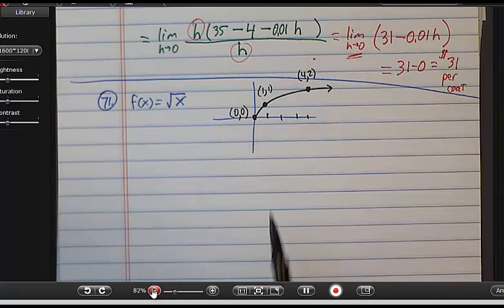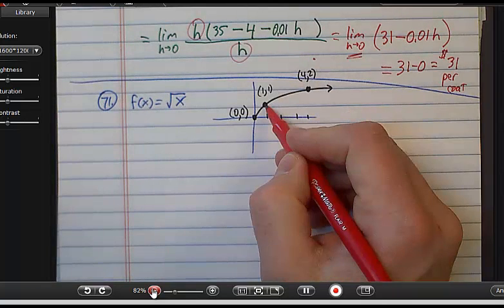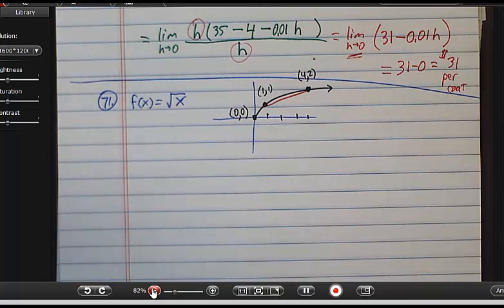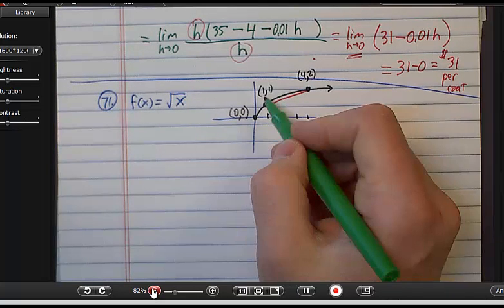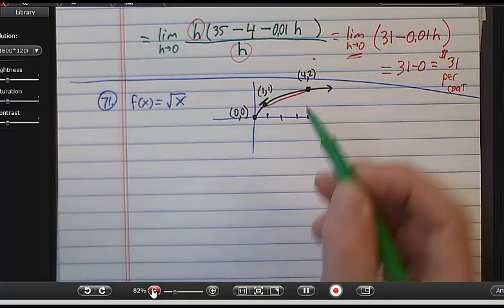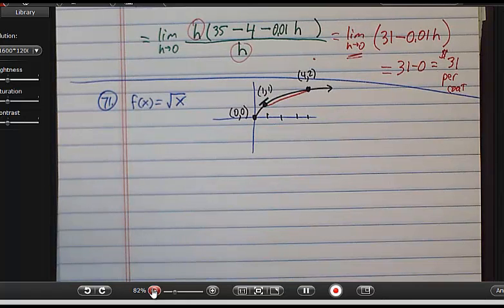So I could draw, for example, this red line would be an average rate of change. But I'm trying to get this green line. That's what I'm really getting, is the IROC. You didn't know it back then. You were just computing a limit. You had no idea. Okay? So that's the slope I'm looking for, that green line. That's the answer. So let's compute what it is.